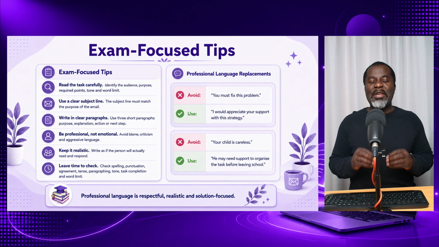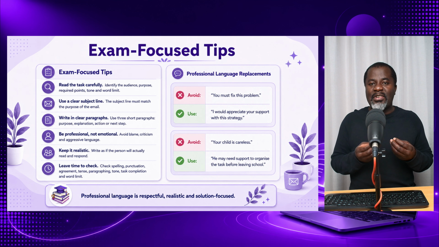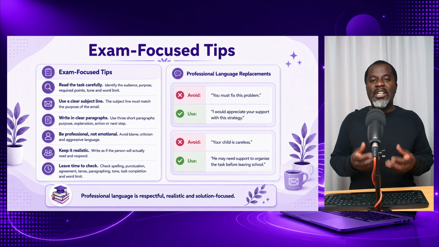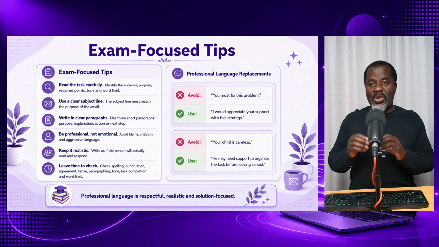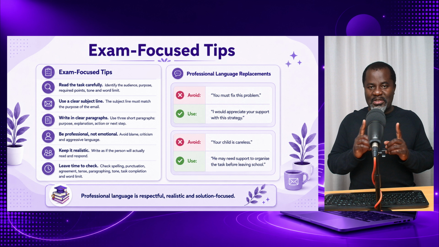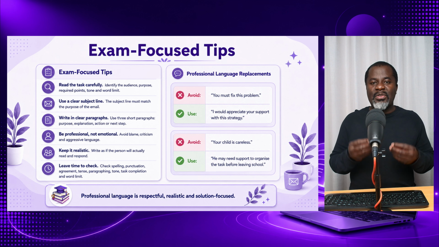Tip number 5, keep it realistic. ISLPR style writing often reflects real communication. Write as if the person will actually read and respond to your email. Use natural, professional language. Tip number 6, leave time to check your work. Before you finish, check your spelling, your punctuation, your subject-verb agreement, your verb tense, your paragraphing, your tone, your task completion, and your word limit.